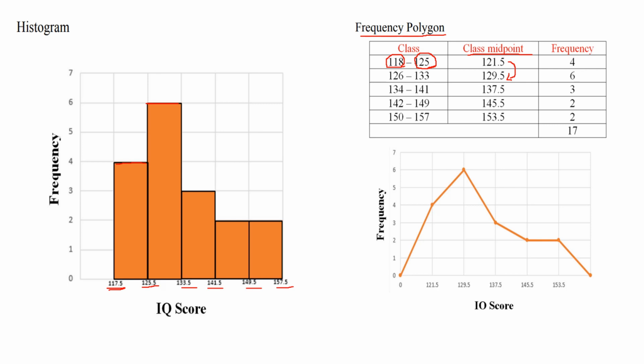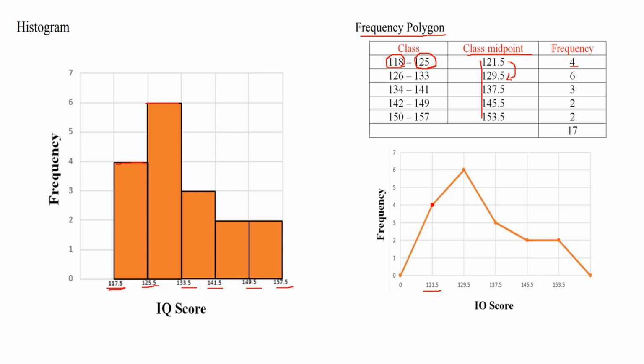Here we have to mark each value with a point. So you can take all the class midpoints, from 1 to 5. Then at 121.5, the frequency is 4. So we have to plot the point at 4. Then 129.5, we have 6 frequency. At 137.5, it's 3. At 145.5, it is 2. And 153.5 is also 2.